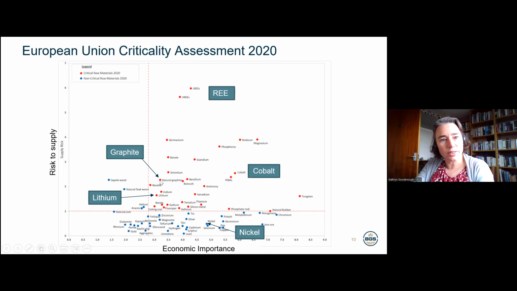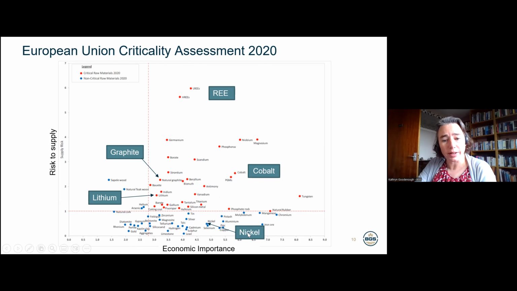Interestingly, you can see that in this figure, and this is 2 years ago, remember, both graphite and lithium appear to be not that economically important and have relatively low risk to supply. This is because the change in the amount of material we've needed for batteries has been so rapid. If you remember the electric vehicle diagram, the uptake of electric vehicles is happening so quickly. I'm fully prepared to bet that in next year's reassessment of the EU criticality matrix, both graphite and lithium will have moved quite a long way to the right of the diagram.